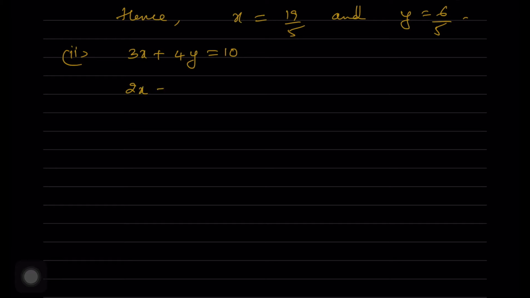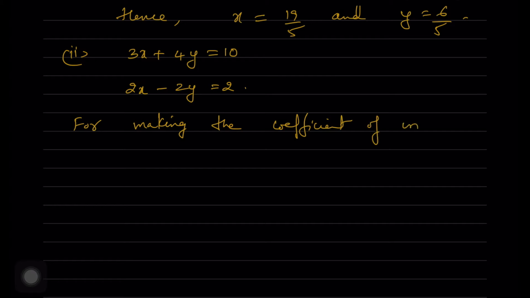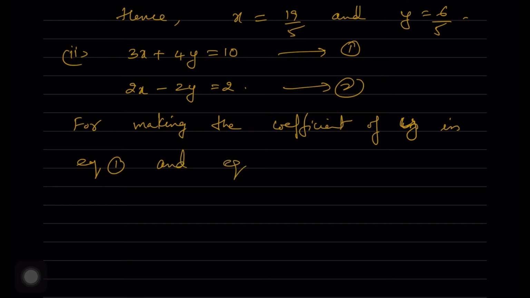Next, going into the second one, 3x plus 4y is equal to 10, 2x minus 2y is equal to 2 is the next set of equations which we are given, a pair of linear equations. So how to solve this? Now to solve by the elimination method, we take the first one as equation 1, and this as equation 2. And then to make one of the coefficients, so we'll make the coefficient of y equal. So we have to multiply equation 2 with 2.